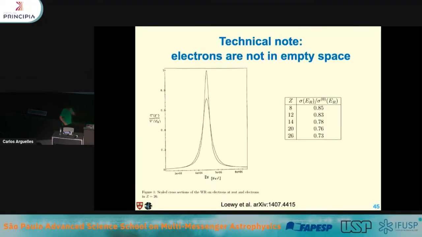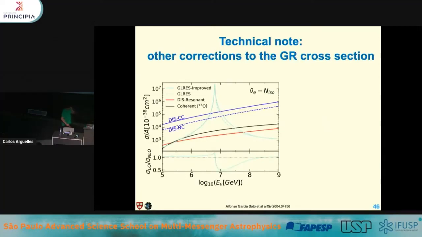There are other subtleties to this process, and the subtlety is that electrons in atoms are not really at rest. Electrons are really moving around in orbitals, right? So they have some little energy, and that actually causes distortions in the cross-section, which was computed by Loewy and Glashow some years ago, these sort of small corrections. And there are other corrections related to the Glashow resonance that have been computed more recently. And this is related to things that say Glashow resonance improved.